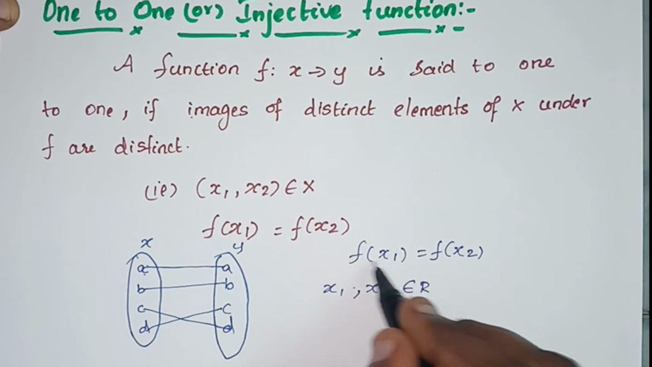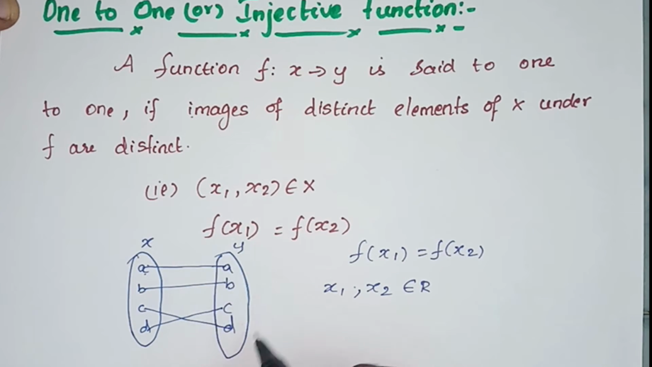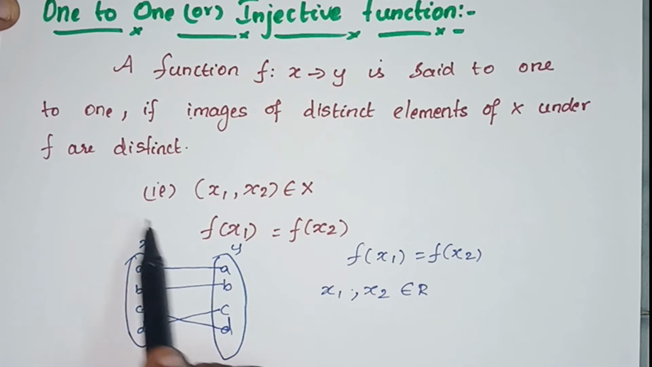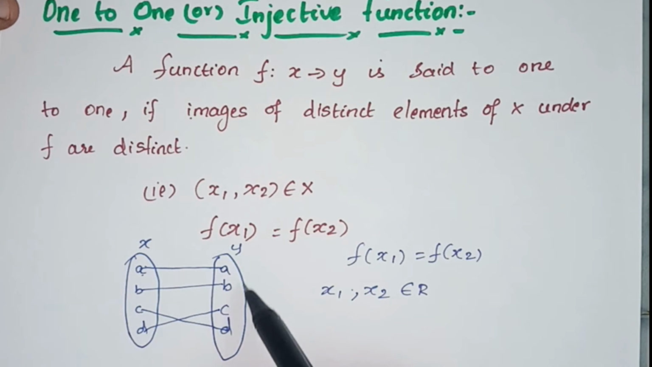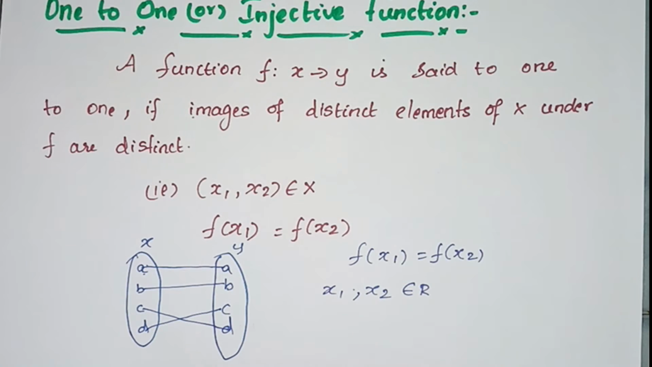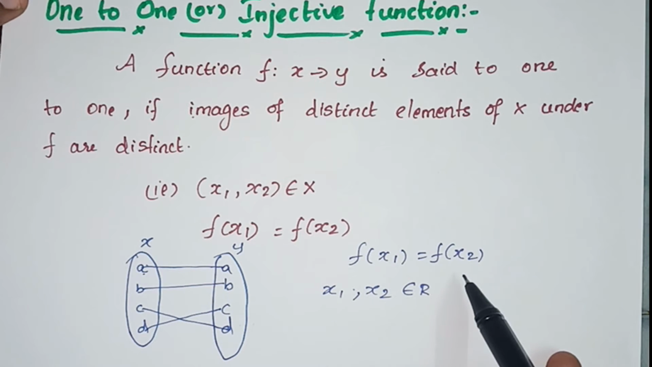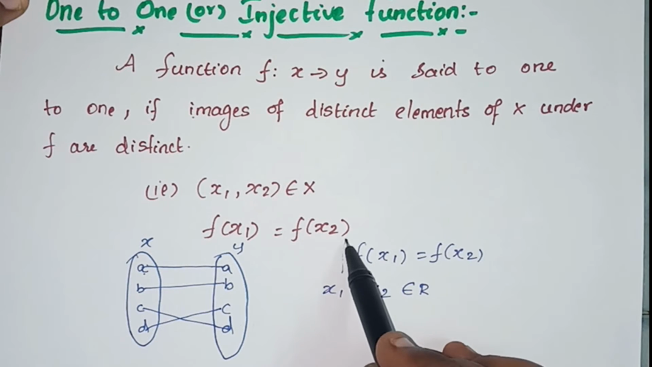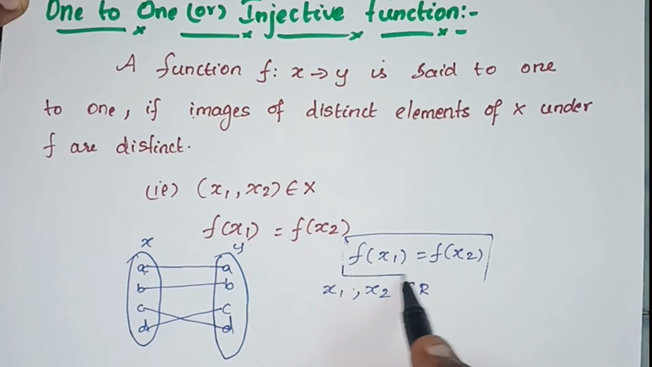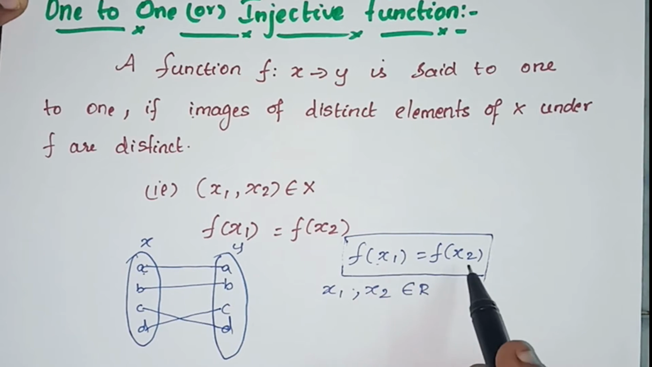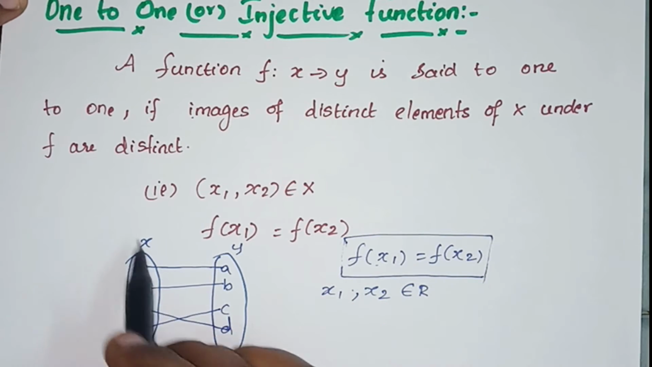So in this, f of x1 is nothing but the output function. This is output function. This is input function. These elements are represented as input. These elements can be represented as output. So for a one-to-one function, you need to remember this expression, f of x1 is equal to f of x2. We need to prove this expression for one-to-one function. So x1 and x2 are nothing but the set X elements.